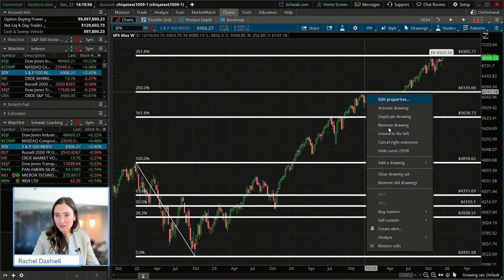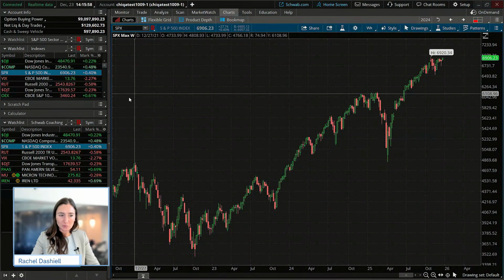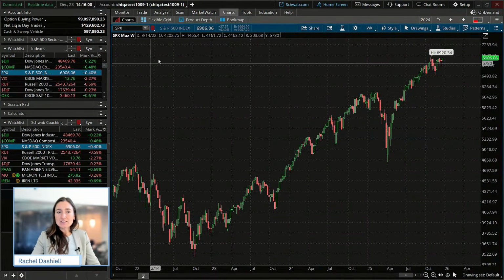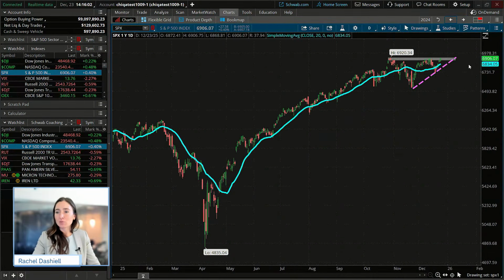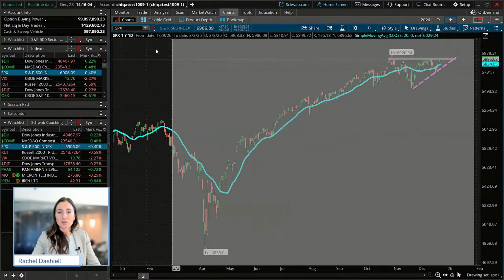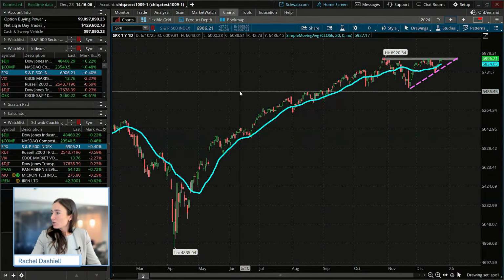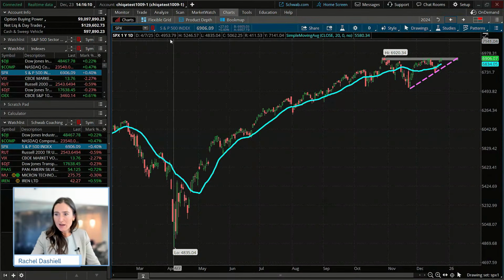So I'm just going to right click, remove drawing here, and let's look at a couple different examples to really see how this can be put into place on the daily chart. So let's take a look here. What are the examples I have? Okay. So let's look at a couple uptrends.